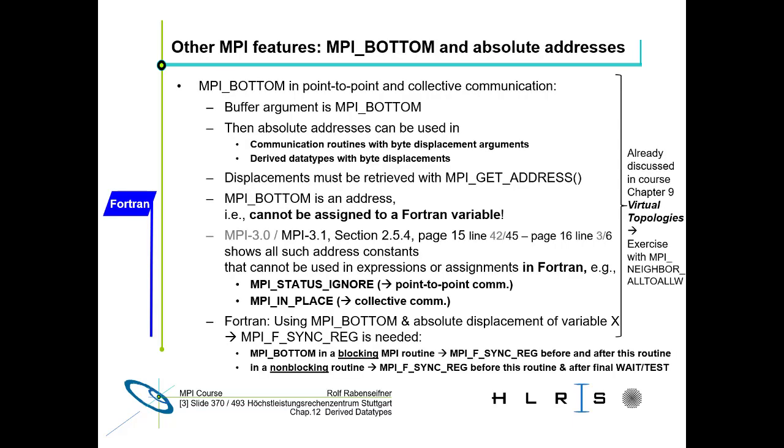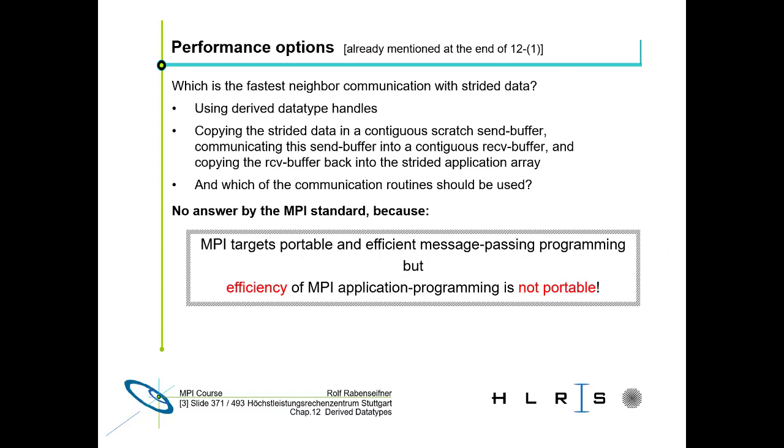Other MPI features: MPI bottom we already discussed, that was to compute absolute addresses, especially in Fortran where you don't really have pointers. This is actually the same slide which was already discussed in the chapter on virtual topologies. So again, performance. What is better? Well, again, nobody really can tell you, the standard really can't tell you, and you would have to experiment a little bit in order to see what works best on your hardware platform.